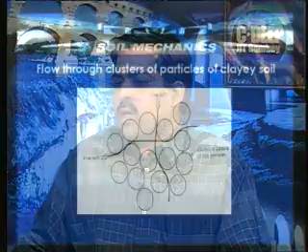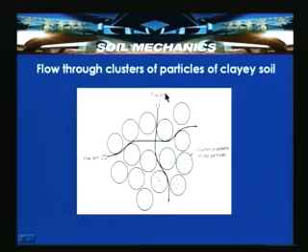Here, flow through the clusters of the particles of clayey soil is shown. Because of this particular region, we can have a flow path like this and like this. These are the clusters or packets of clay particles. Because of this, the soil with flocculent structure exhibits isotropic conditions. The permeability will be the same in all directions. In case of dispersed structure, it exhibits anisotropic conditions, and the permeability of soil is severely affected by the type of the structure.